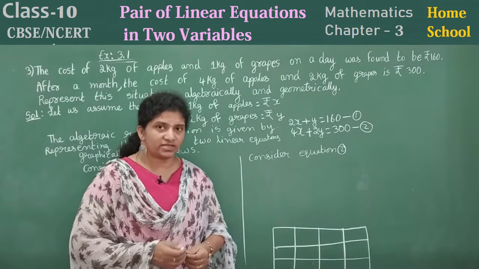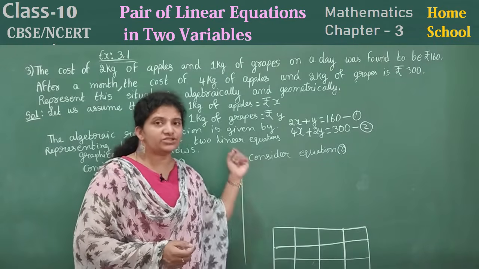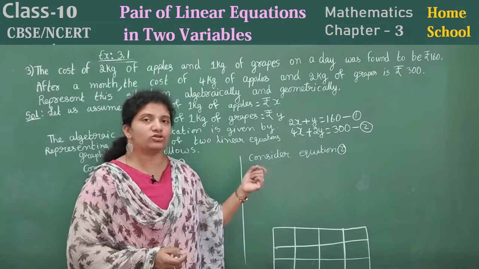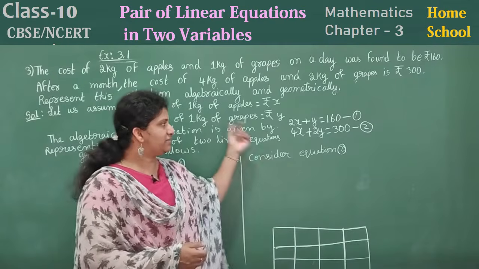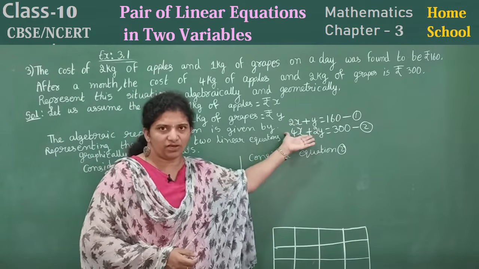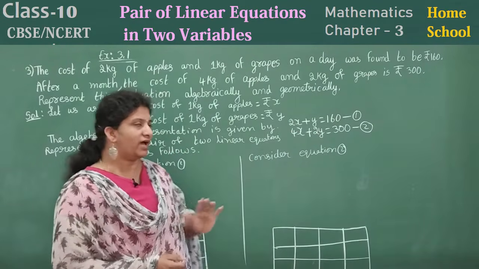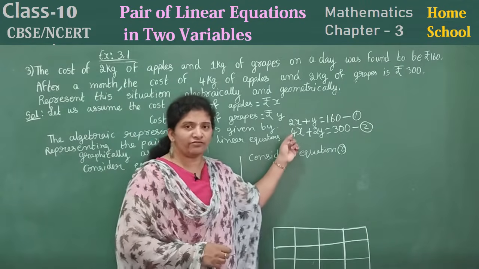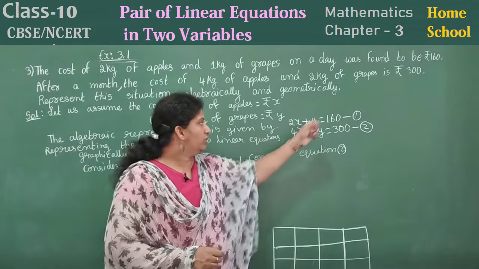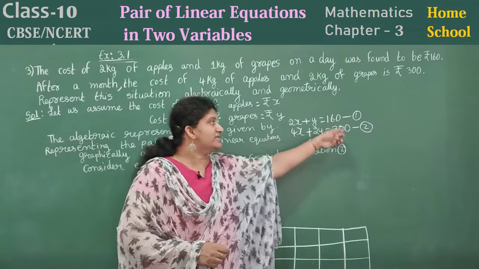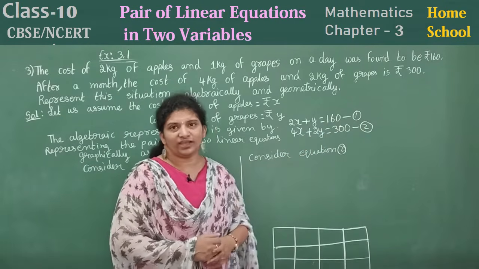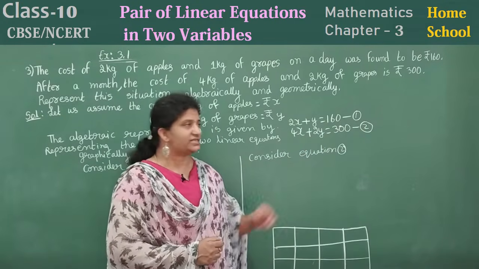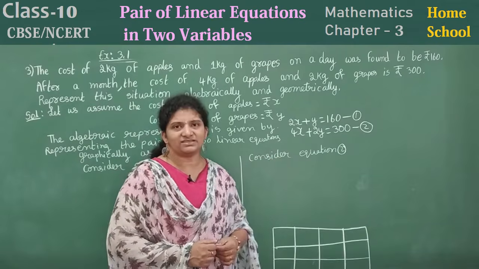So now what is your question? Represent this situation algebraically and also geometrically. So algebraic representation means this one only. Okay, stop for a while. Observe here. 2 by 4, 1 by 2. 1 by 2. 160 by 300 is not equal. Right? 160 by 300, it won't be cancelling.